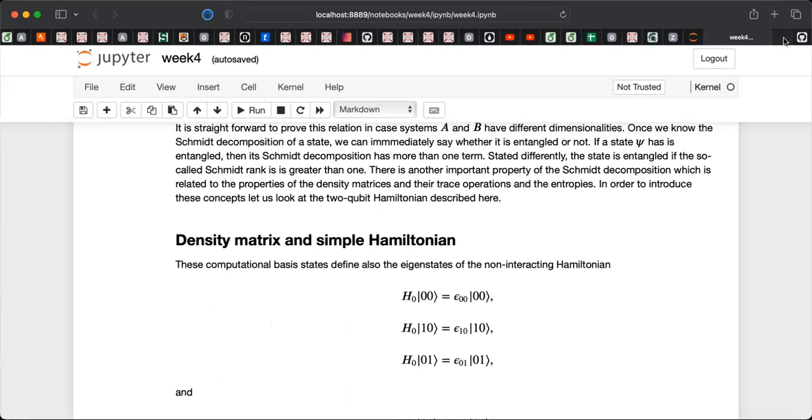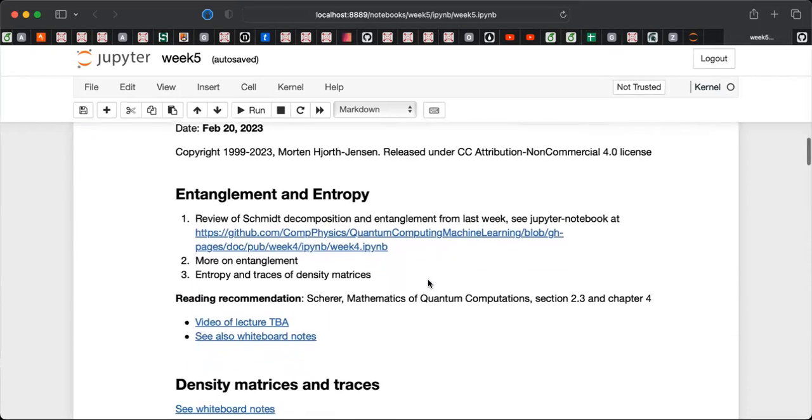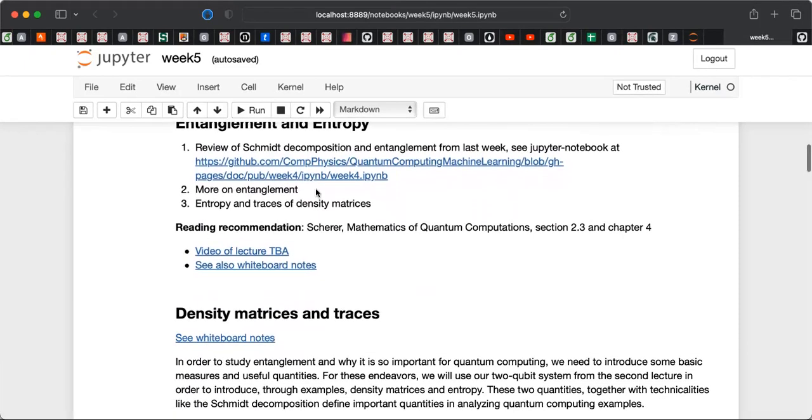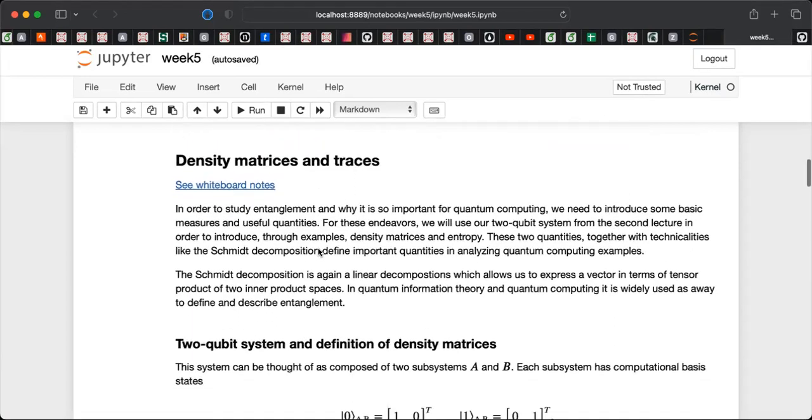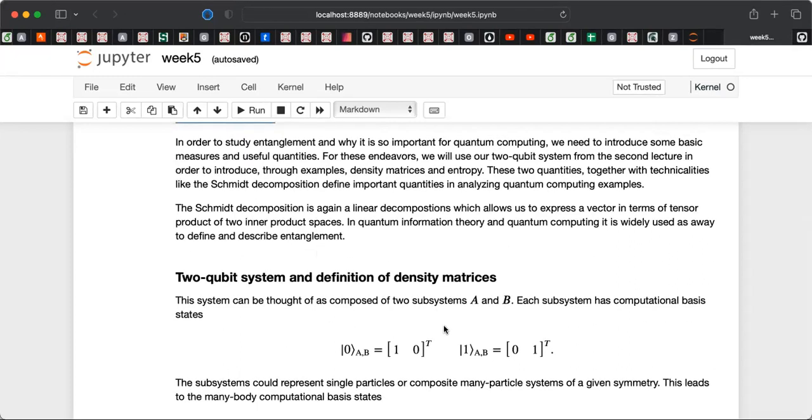So if you look at today's topics, we are going to have, after this review of the Schmidt decomposition and entanglement from last week, more on entanglement and density matrices, and then we are going to jump into entropy and the definition of entropy. So now it's time to switch over to the whiteboard notes. And then we are coming back to this simple system, which we introduced last week. And we're going to look at that one as a way to gain some insight about the density matrices, entanglement, and many of these other quantities which will define the way we analyze a quantum mechanical system.